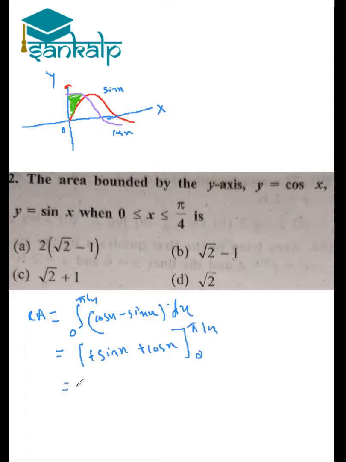So on substituting and simplifying, we get 1 by root 2 plus 1 by root 2 minus 0 plus 1. Okay. So 1 by root 2 plus 1 by root 2, it will be root 2 minus 1 square units. So the option B is the right option.